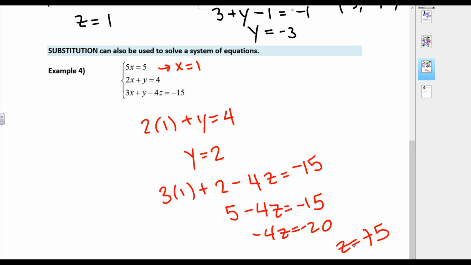So when we plug it back in, 5 times 1 is 5. That works. 2 times 1 plus 2 is 4. That works. 3 times 1 is 3 plus 2 is 5 minus 20 is negative 15. So it works. All right, guys, take a look at the practice problems.